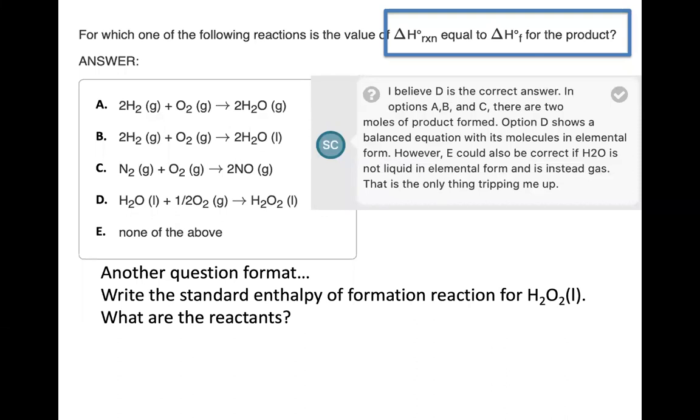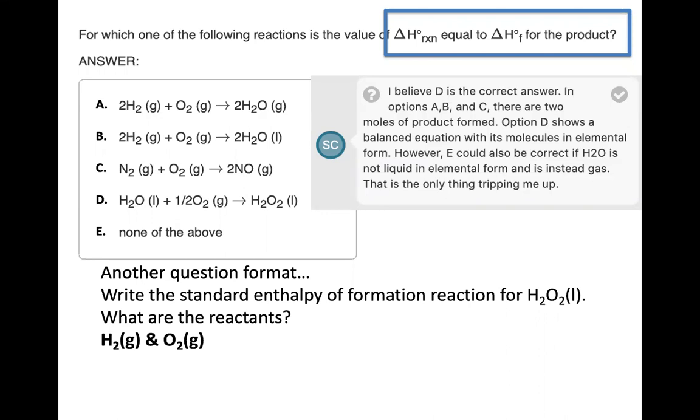It's not asking you to select the correct equation. It's asking you to write it and then interpret it. So think about that for a second. If this was a question, write the standard enthalpy of formation reaction for H2O2 liquid. Look at your equation, think about it. What are the reactants that you have?